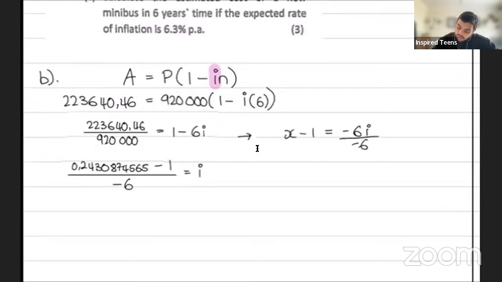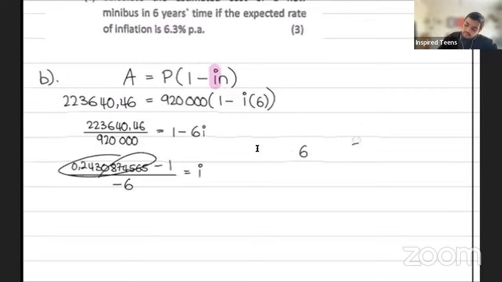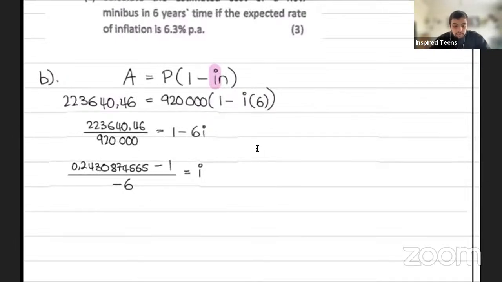And I divided both sides by -6. And that's how I got X, which is -1 over -6. Okay, so now that's how I basically calculate i. And now this I can directly put into my calculator. So I can use the answer feature. I'm going to say answer -1 divided by -6.